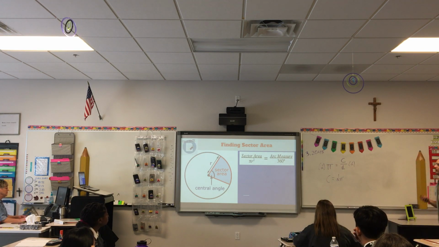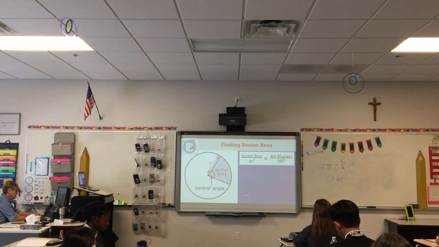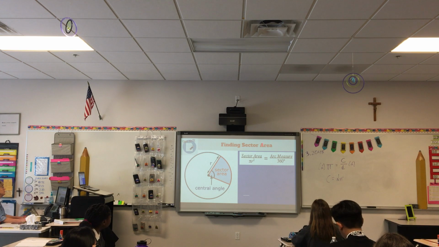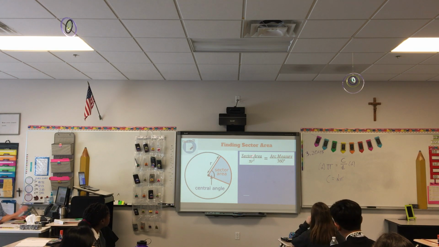So we're going to do the same thing we did for arc length. We're going to set up a proportion of our sector area over the total area, which is the formula for the area of the circle. And we're going to set that equal to our arc measure, which is the degree over the total.